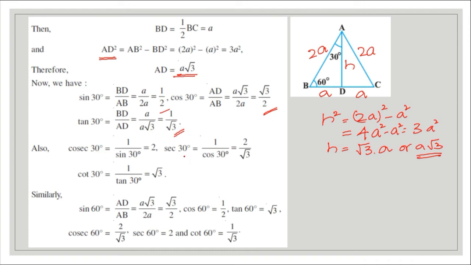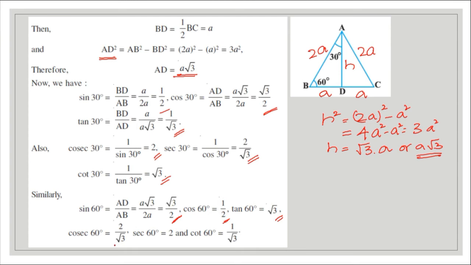Cosecant 30, secant 30, cot 30 are the reciprocals of sine, cos and tan respectively. So we can find the other 3 ratios also. In a similar way, when 60 degree is considered, AD becomes the opposite side, and the hypotenuse is AB, so AD by AB. We get sine 60 as root 3 by 2, cos 60 as 1 by 2, tan 60 as root 3.